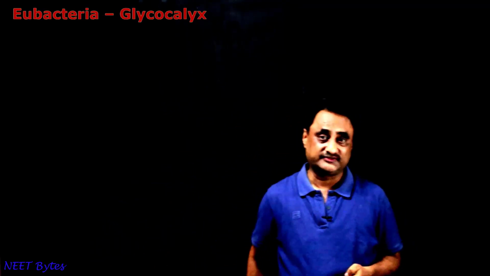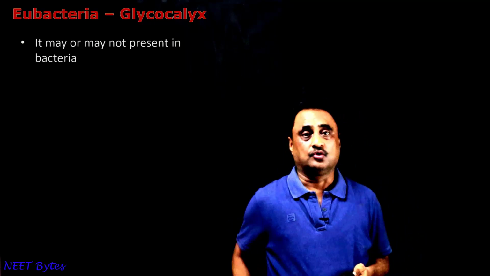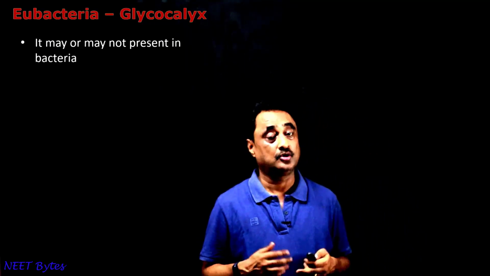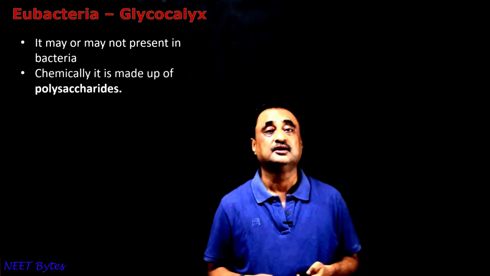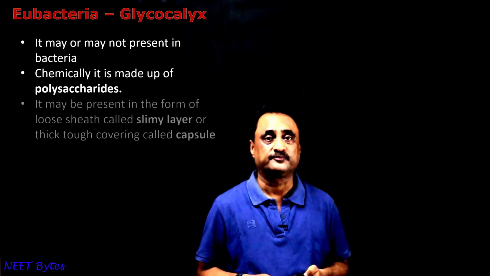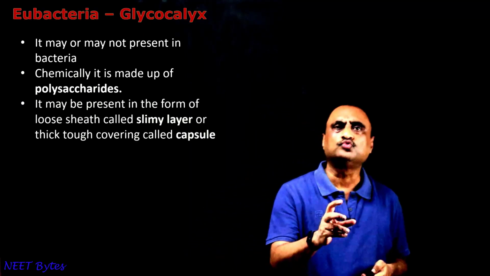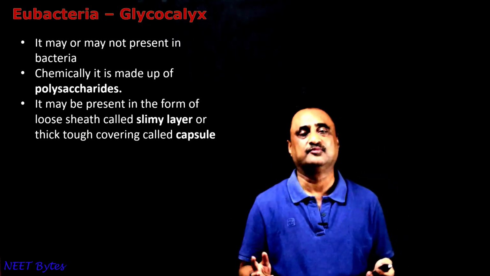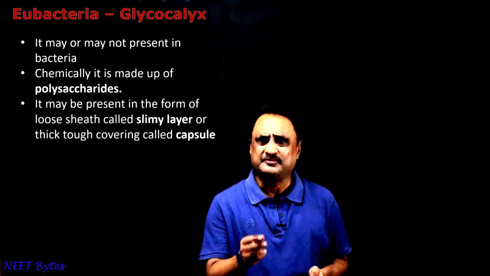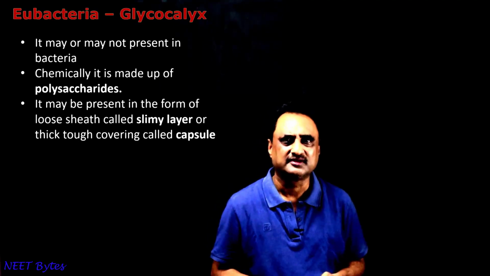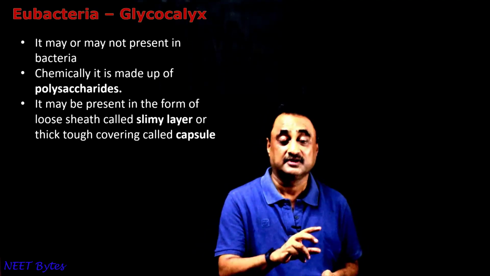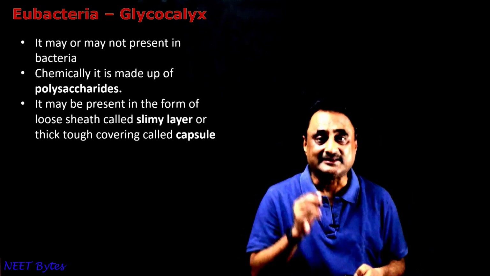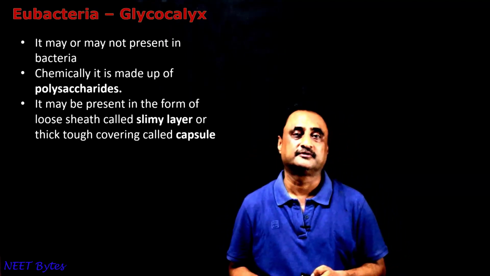Let's talk about the glycocalyx. Now, glycocalyx is the outer covering. First of all, glycocalyx may or may not be present in bacteria. Chemically, it is made up of polysaccharides, right? We can divide glycocalyx into two types: one, the capsule, and second, the slime layer. Now, the slime layer is a gel-like substance, and the capsule is a somewhat rigid substance. Again, the capsule can be divided into two parts, microcapsule and macrocapsule, entirely depending upon their width.